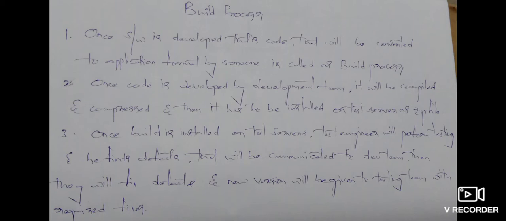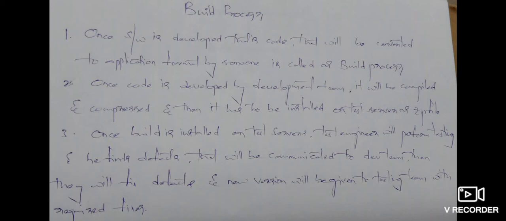Next, what are all the steps present in build process? First, the software, that is the code, will be developed. Once the code is developed, it will be compiled. Once it is compiled, it will be compressed into a zip file format. And that zip file will be installed on test servers, as test engineers will perform testing on test servers. That build will be called the first version.